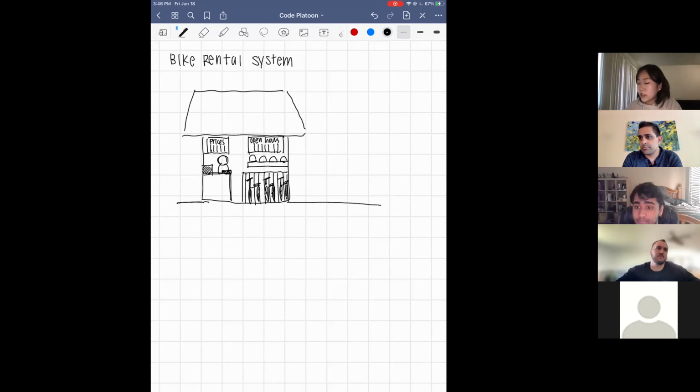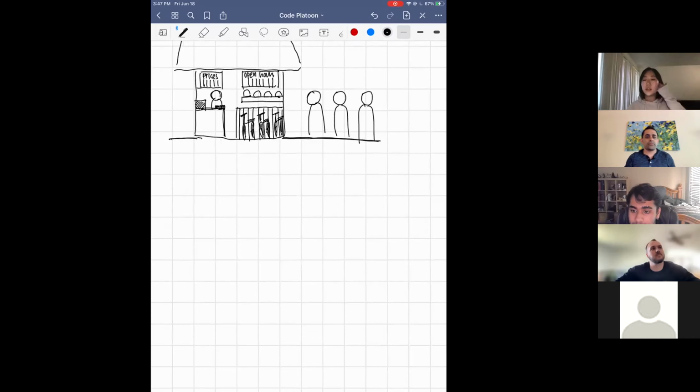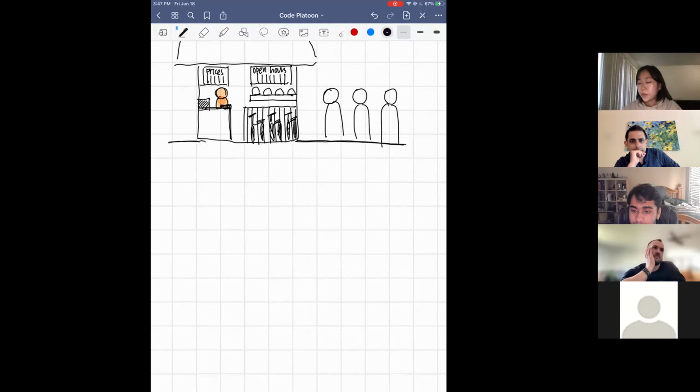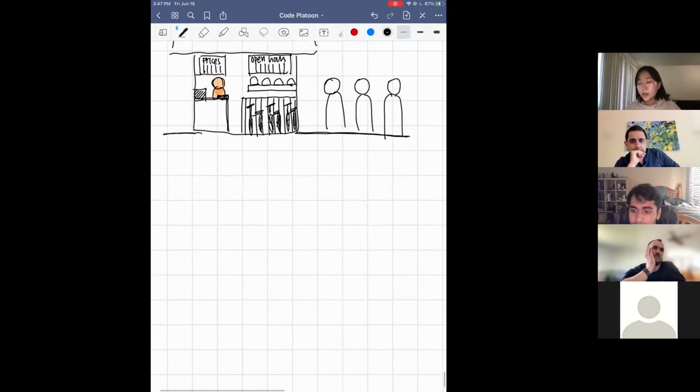Another thing that we have to keep in mind is there'll be customers outside the shop waiting to rent some bikes. So I think that's all that we have so far. And now we're going to come up with the interface system. So basically representing this person here. And we can picture that that person's like an AI, so they can take whatever commands the customer orders them to do.